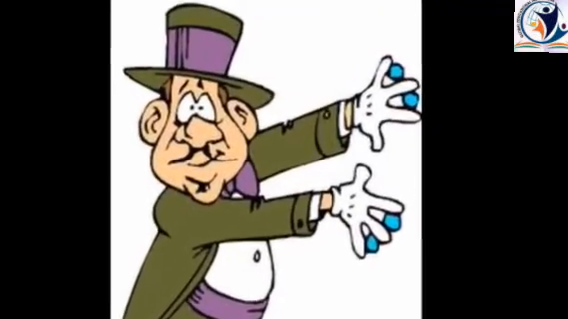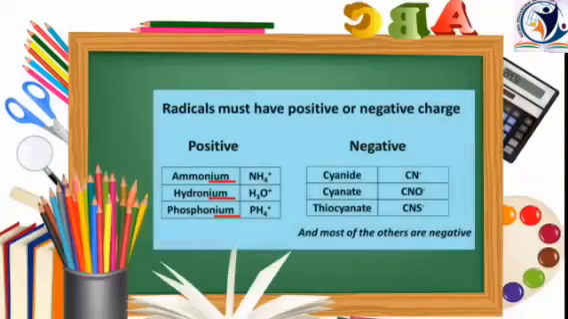Now coming to the third rule. If the radicals are ending with "ium", that means they are having positive charge. Example, ammonium. Here "ium" is there, so we can say it is having positive charge. Same with hydronium, phosphonium, you can see they are having positive charge.